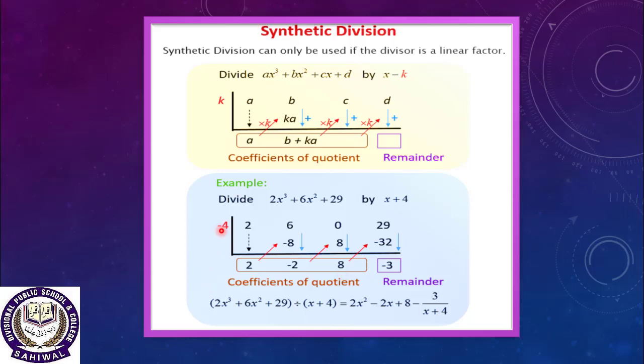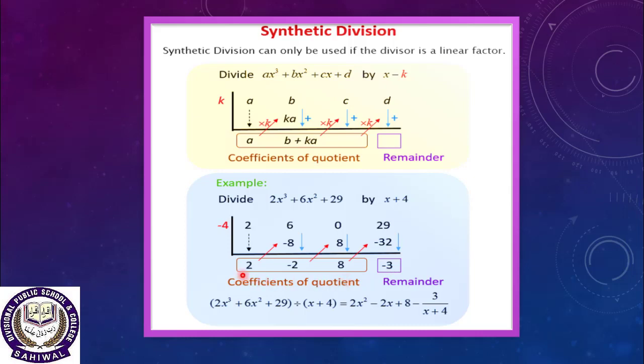When this 8 is multiplied with minus 4, we get minus 32. When this minus 32 is added in 29, we get minus 3. If the remainder is other than 0, it means the divisor is not a factor of the polynomial.